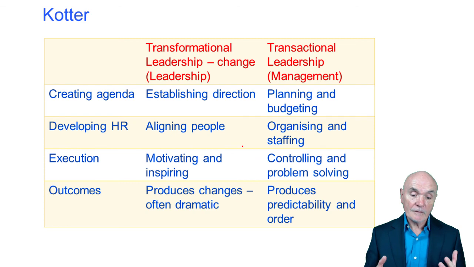Outcomes, the transformational leader will often produce very dramatic outcomes, a real turnaround, whereas the managerial person, it's more getting this time's budget, nothing terribly exciting.